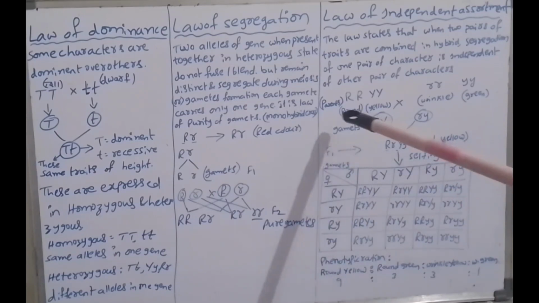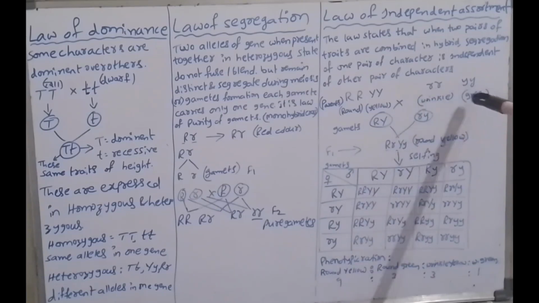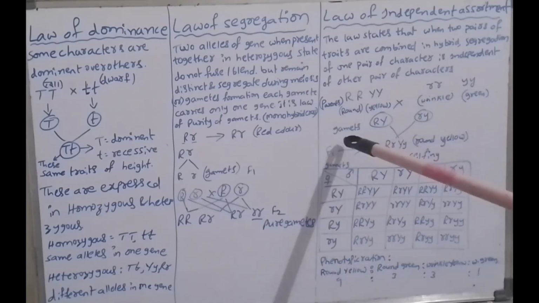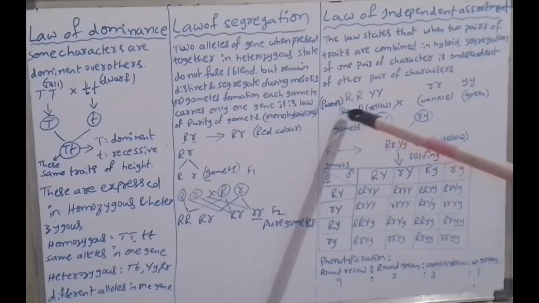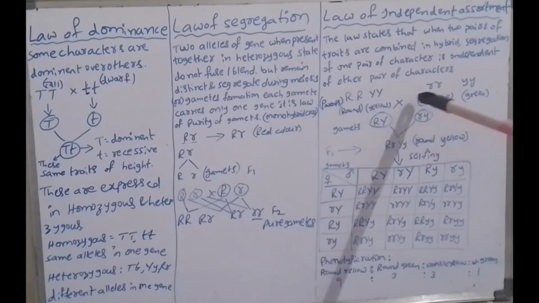Here the parents are round yellow, one pair, and wrinkled green, the other pair. So these two pairs are crossed. The round yellow gametes are capital R, capital Y, and here small r, small y are the other gametes.